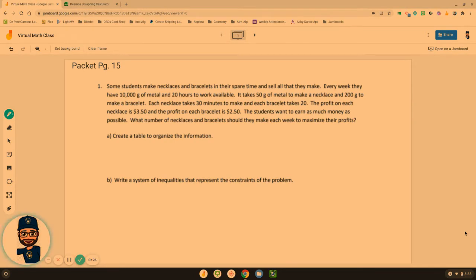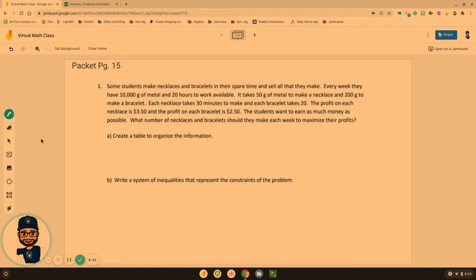It takes 50 grams of metal to make a necklace and 200 grams to make a bracelet. Each necklace takes 30 minutes to make and each bracelet takes 20. The profit on each necklace is $3.50 and the profit on each bracelet is $2.50. The students want to earn as much money as they possibly can. What number of necklaces and bracelets should they make each week to maximize their profit?